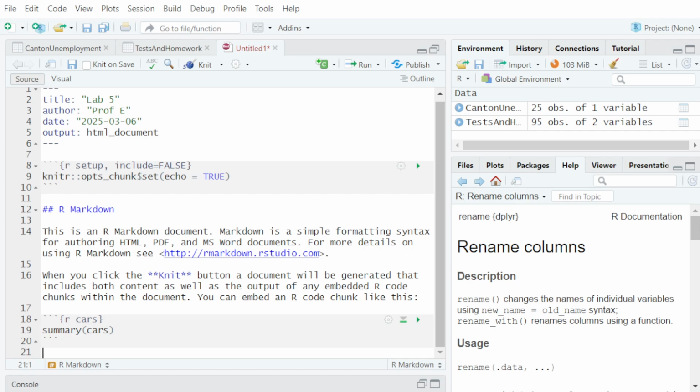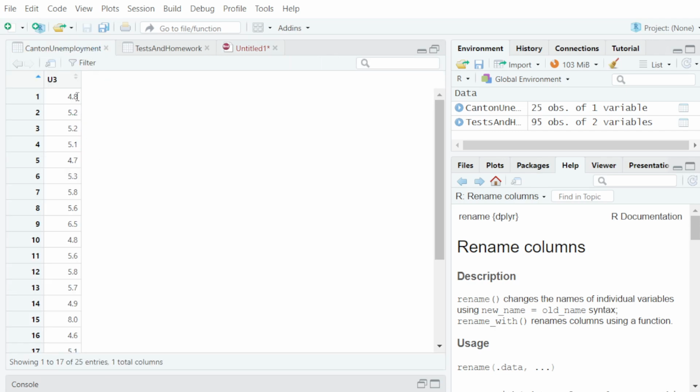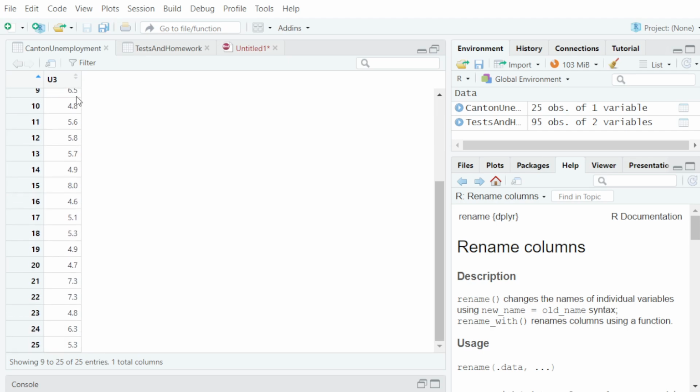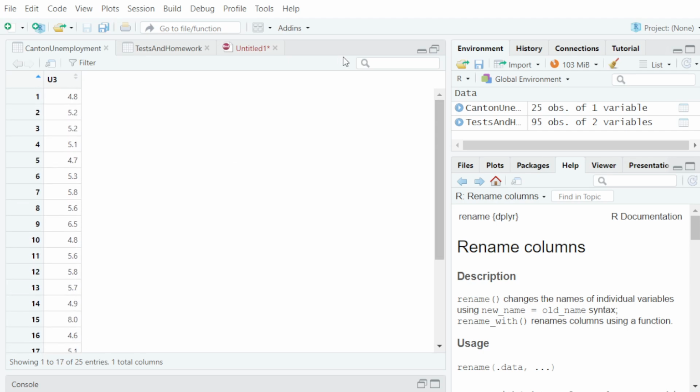So the first thing we're going to need, now I already have here in RStudio a couple of data sets that I have uploaded. So one of them is the unemployment rates that have been observed in Canton, Ohio, which is close to where I live, over some period of time. You see I have here 25 months of data here. And I believe, if I recall correctly, I took this just as a random sample.